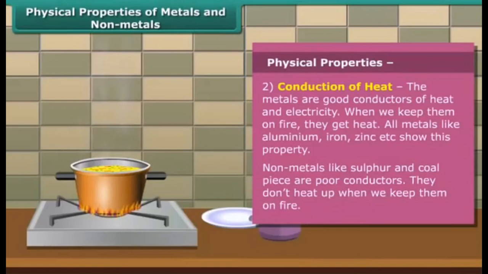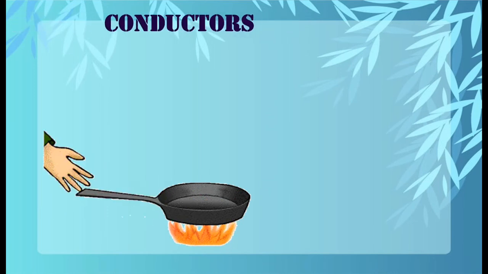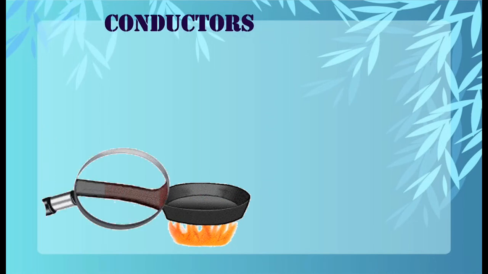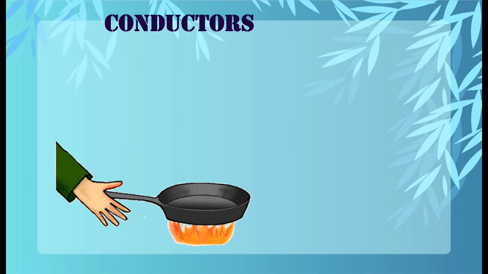Okay? So the metals are good conductors of heat and electricity. When we keep them on fire, they get hot. All metals like aluminium, iron, zinc, etc. show this property. So here you can see this handle gets hot and the boy gets hurt on his hand and he gets a burning sensation.